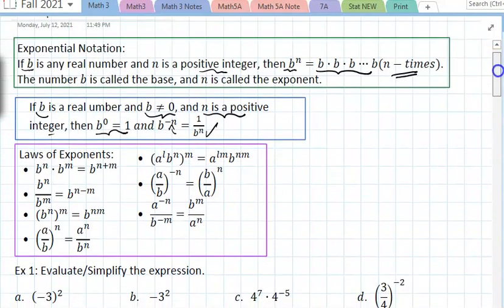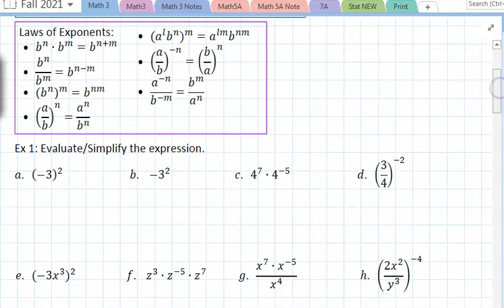And rules of exponents, we have a few of those. If you multiply two exponentials with the same base, you simply add the powers. If you divide them, you subtract the powers. If you raise an exponential to a power, you end up multiplying those powers.